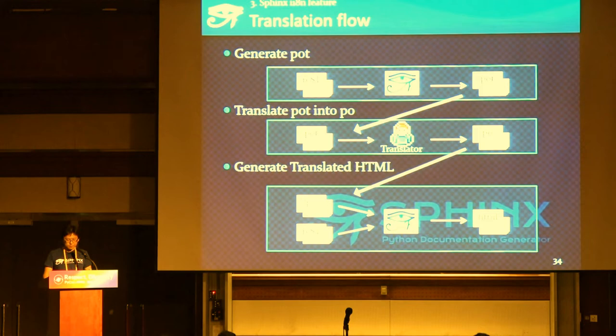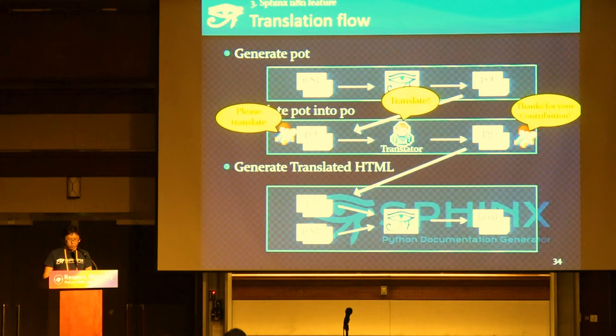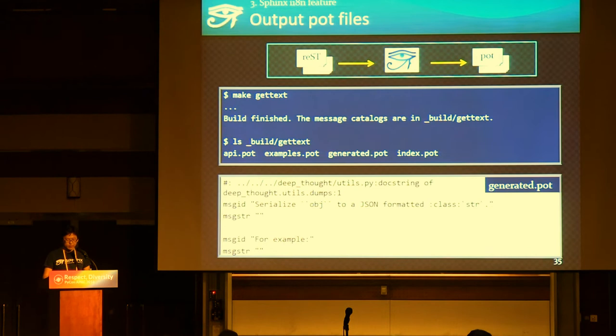In this flow, the author generates POT files in the first part, and then the author asks the translator to translate them. Translators receive the POT files from the author in some way, then translate them. And once it has been finished, the translator sends back the PO files to the author. Let's look in a little more detail from the first part. The author can use the make gettext command to generate POT files. The make gettext command extracts text from reStructuredText files and Python source referenced by autodoc. I mean, you can translate them into any language without rewriting the original reStructuredText files and Python source files.